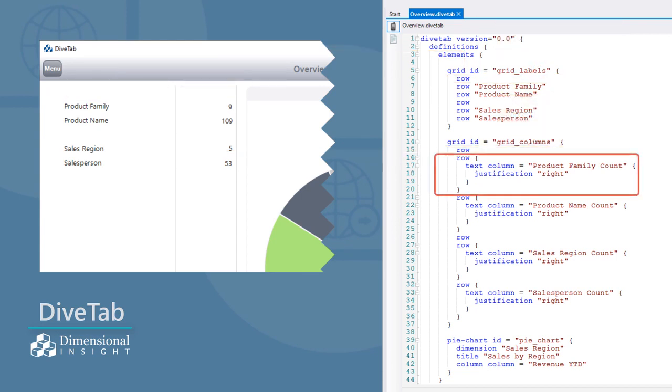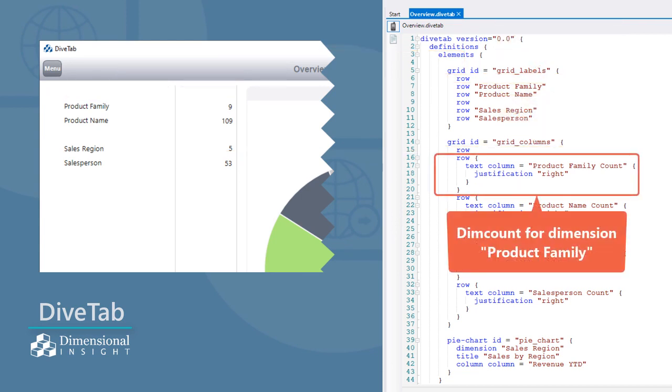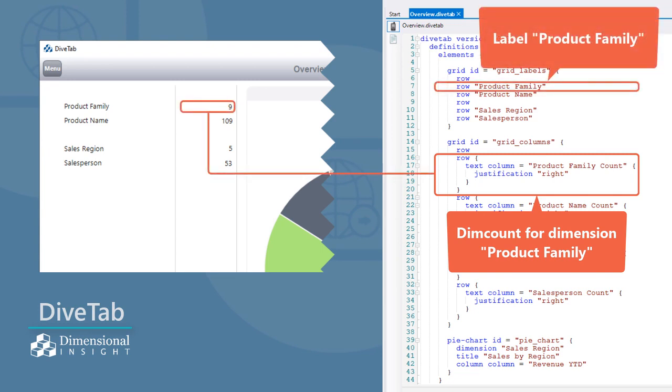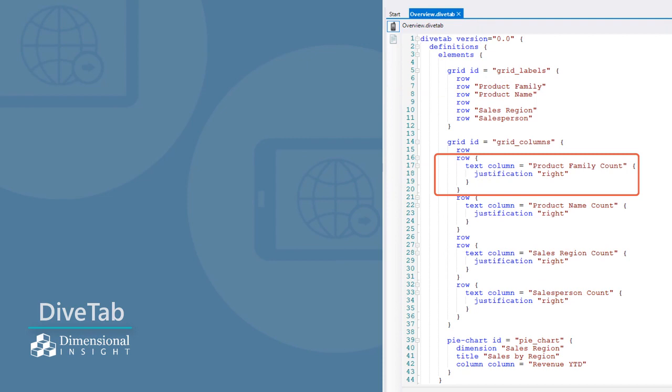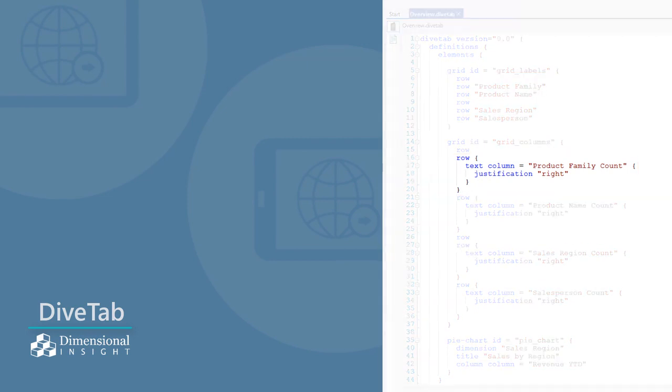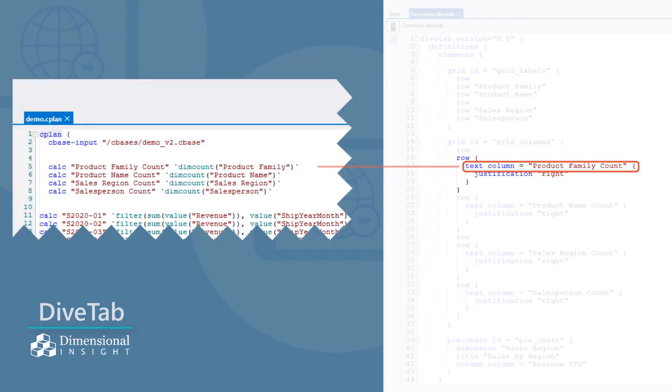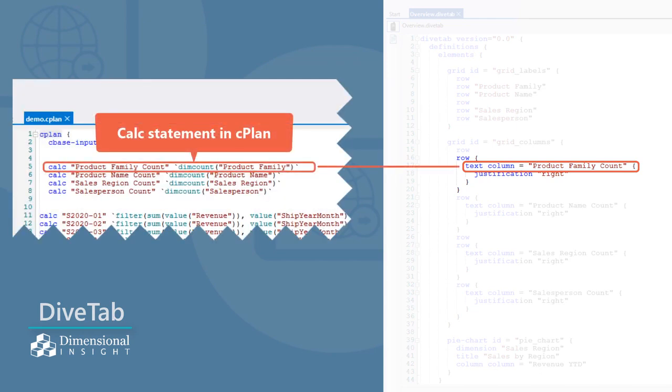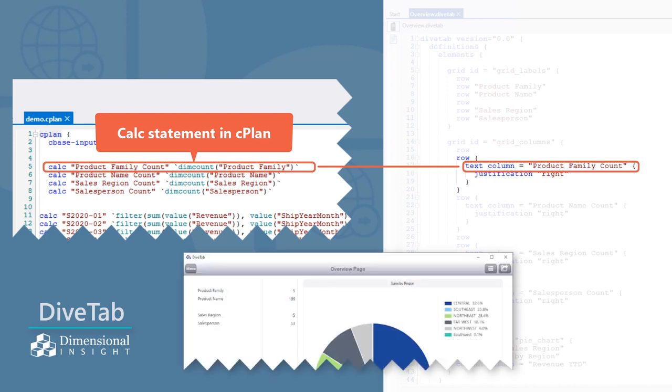The second row tag in element grid columns, however, specifies the dim count for dimension product family, to correspond to the label product family in the second row of element grid labels. Let's look more closely at the second row tag. This tag includes a text column tag. The value for this tag, product family count, refers to a calc statement in the C plan. Calc product family count results in a dim count for dimension product family. The text column tag calls for that dim count to be displayed in the second row of element grid columns.